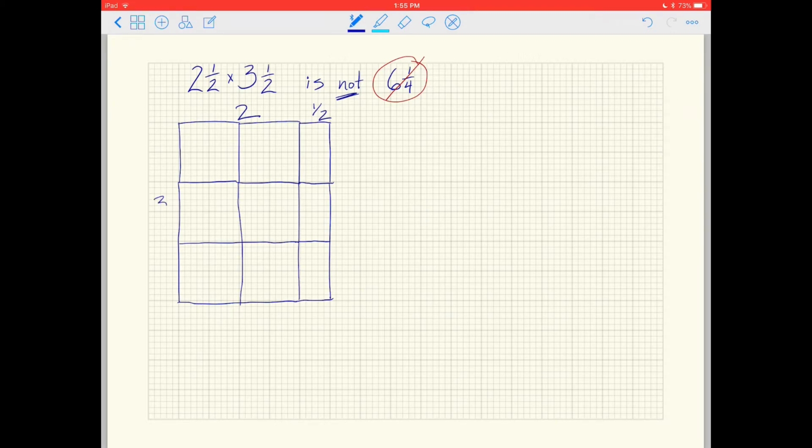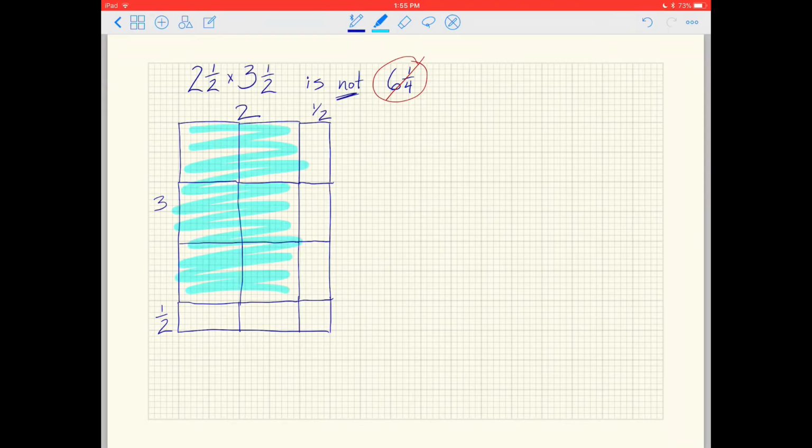Okay, so I've got 2.5 over. I've got 3 down. I still need my half down, so I'll add my half in there. Okay, so now I've got a big rectangle. It's 2.5 by 3.5. So right in the middle here, not the middle, the biggest rectangle, 3 times 2, that's the 6 part, right? That part's pretty easy to think about. 2 times 3 is 6.